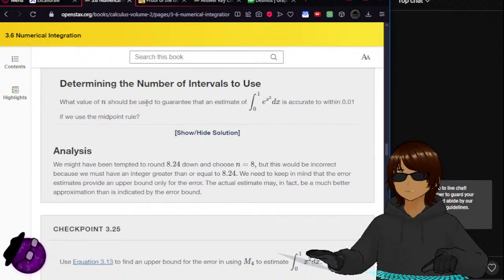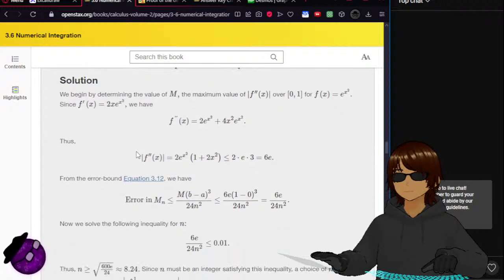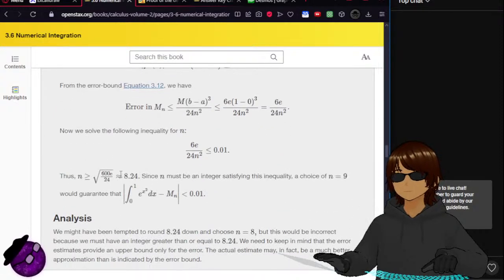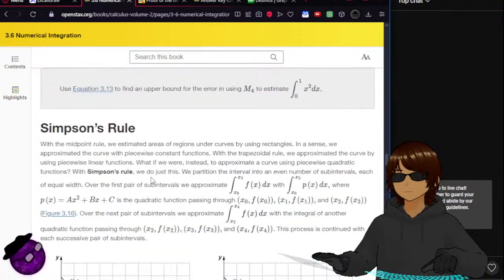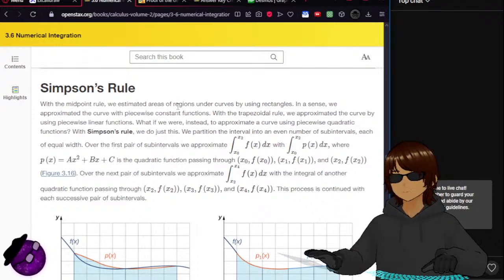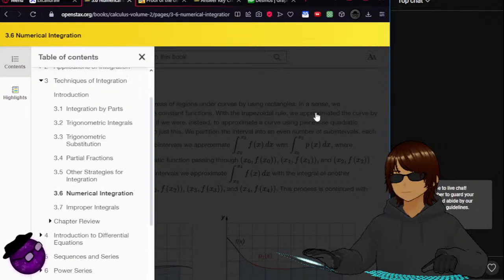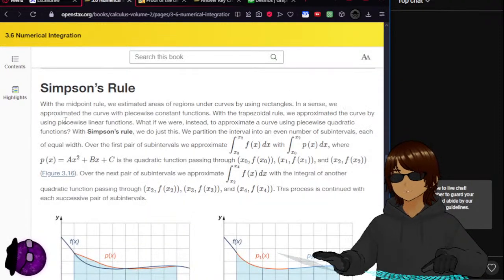What value of n should we use to generate an estimate of this to be accurate to within 0.01? We use the midpoint rule. With the midpoint rule, we estimated areas of regions under the curves by using rectangles. In a sense, we approximated the curve with piecewise constant functions.